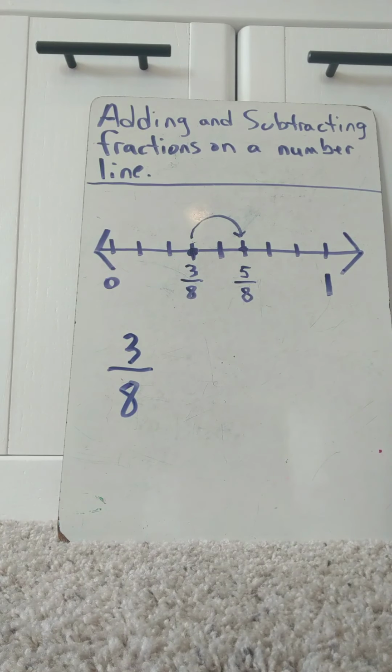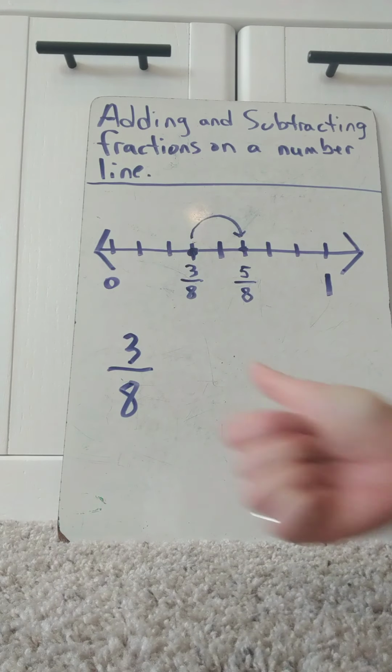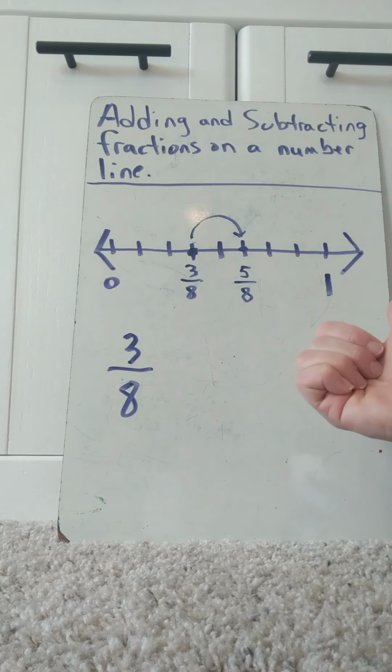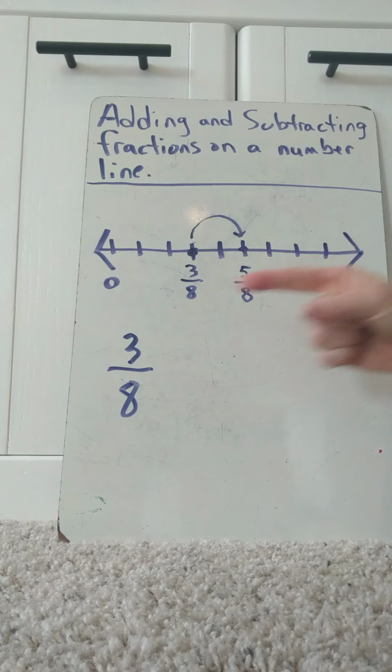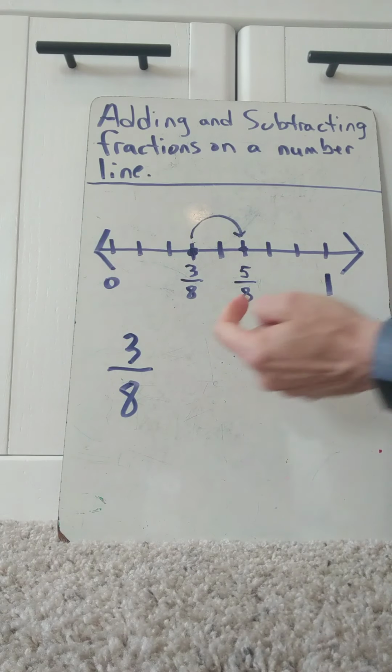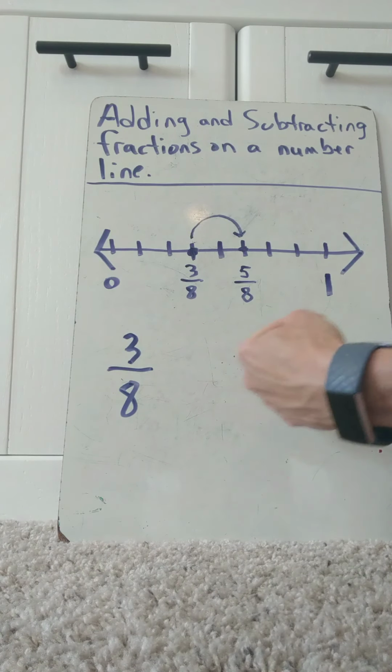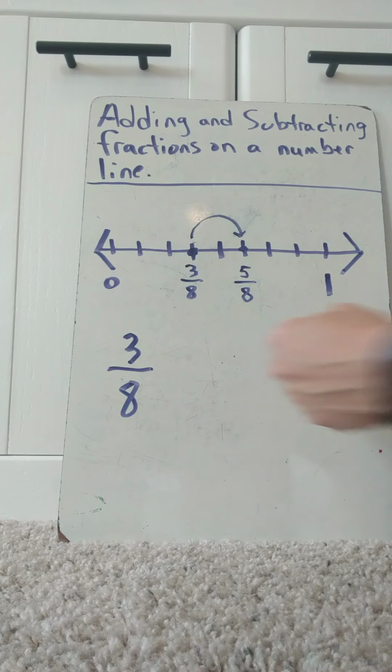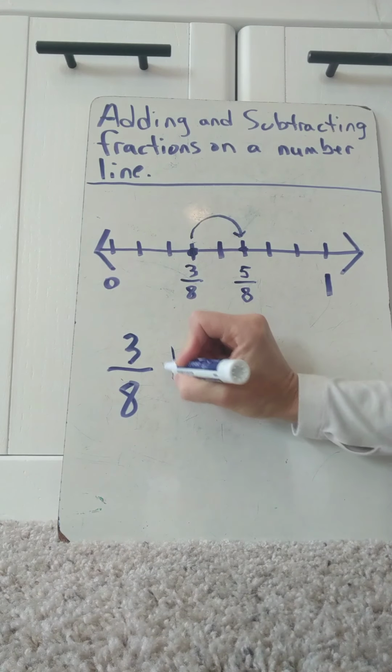Now, the second step is you have to see which way that arrow is going. Is it going up the number line, increasing, or is it going down the number line, decreasing? Well, it's definitely going up the number line. The numbers are getting larger. They're increasing. Whenever the numbers are increasing, it's an addition problem. So we're just going to write our plus sign.